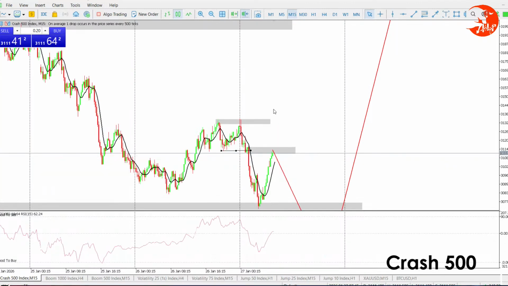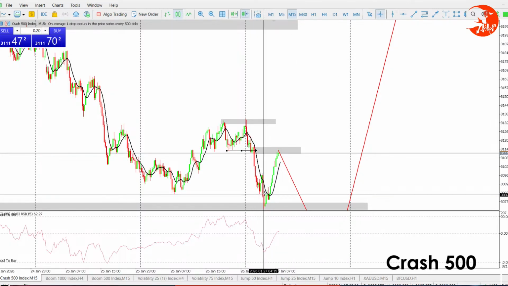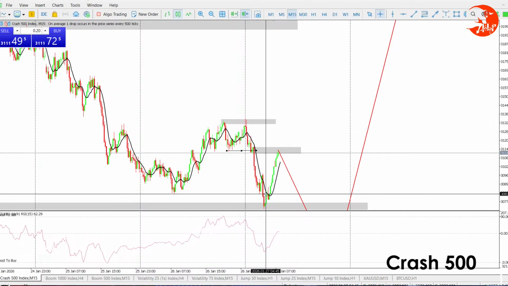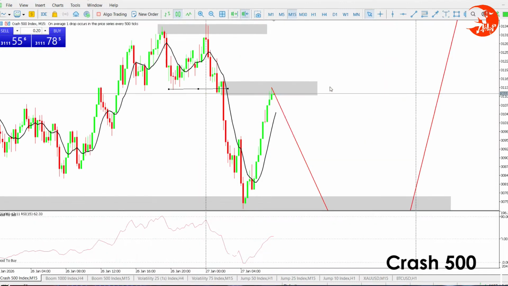All right, so now he's looking for the sell after seeing this kind of change of character, but also after seeing this break of structure right here according to M15. So sells are on both on M15 and H4.